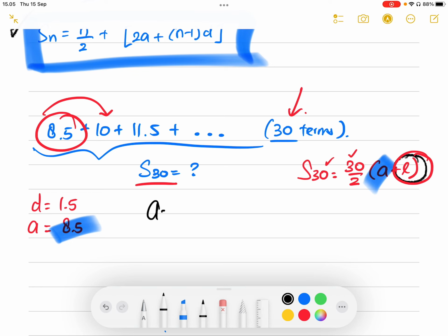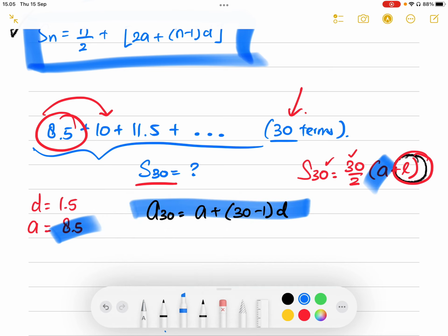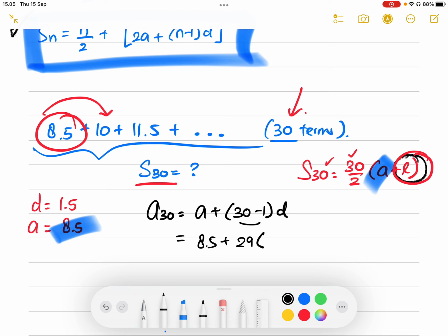So we can find the A30 first to help us find the answer. A30 would be A plus 30 minus 1 times the difference, according to the formula, according to the rule. So the value of A is 8.5. Add with 30 minus 1, which is 29, times the difference, which is 1.5. Then we can get the answer.